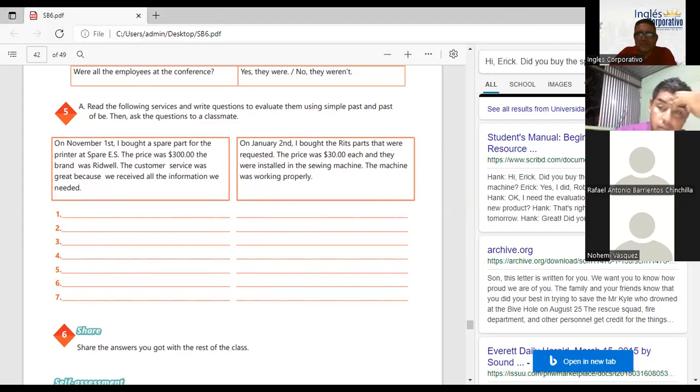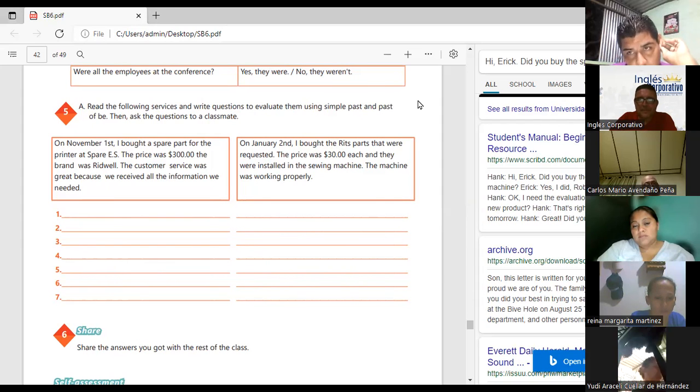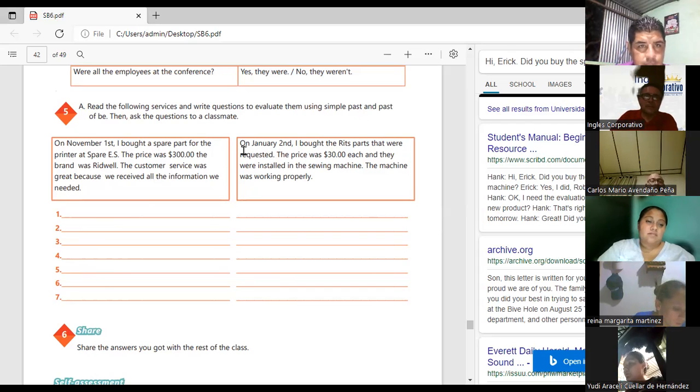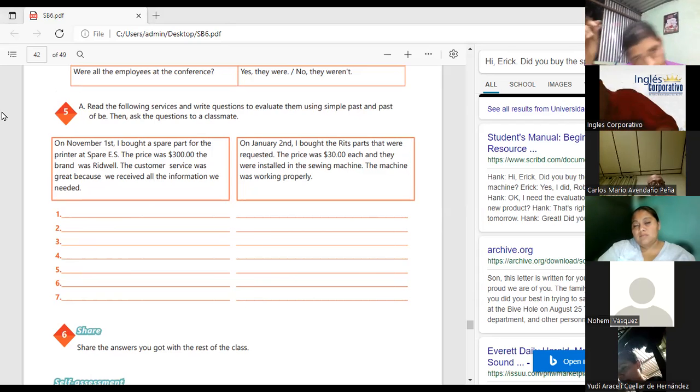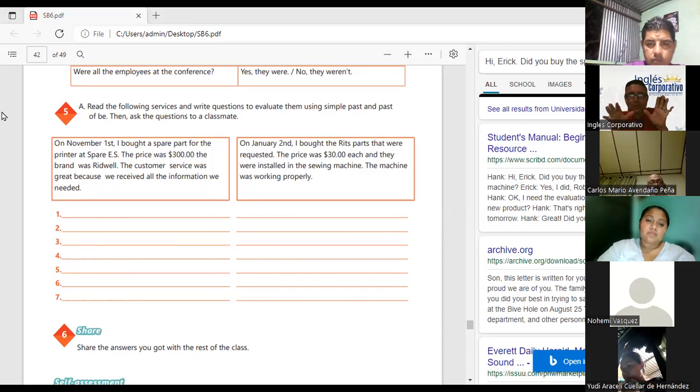Questions or comments, people? Okay, so let's go. Start making the questions. Sorry, teacher, can you repeat the instruction? Sure. You need to read the information in part 5 and understand the information. Give me a second. Okay, so once again, you need to read the information and understand it. Una vez entienda usted qué es lo que hay en esos dos cuadritos, usted va a poder hacer preguntas in the simple past. Let's go.